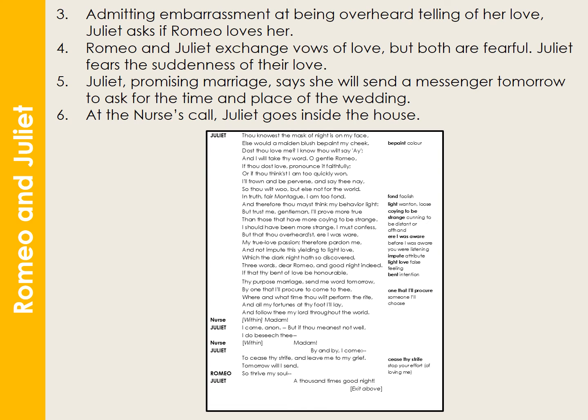"Or if thou thinkest I am too quickly won, I'll frown and be perverse, and say thee nay, so thou wilt woo, but else not for the world." So she's saying, if I'm being too bold here, and if I'm letting you win me too quickly, then tell me and I'll be perverse. What she means by that is I'll play coy. I'll pretend. But she's not the pretending type, Juliet, I don't think. Listen to this, she's very brutally honest here. "In truth, fair Montague, I am too fond, and therefore thou mayest think my behaviour light." So she's saying, I am too fond.